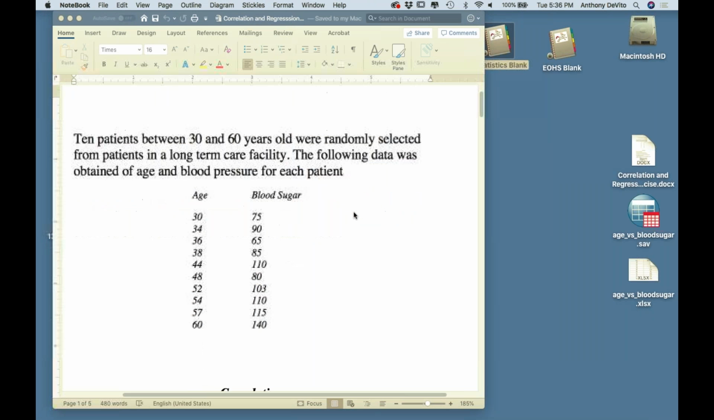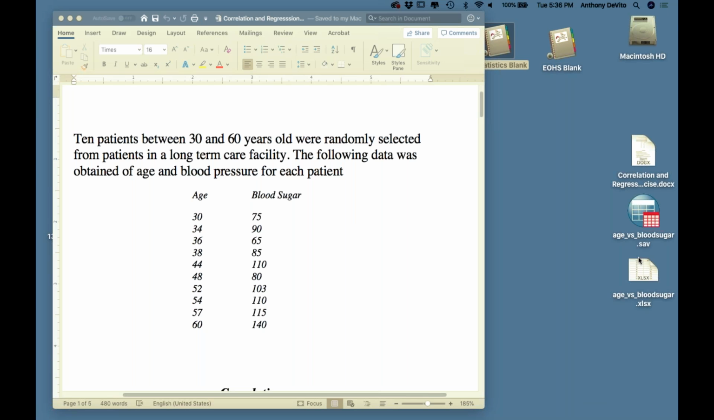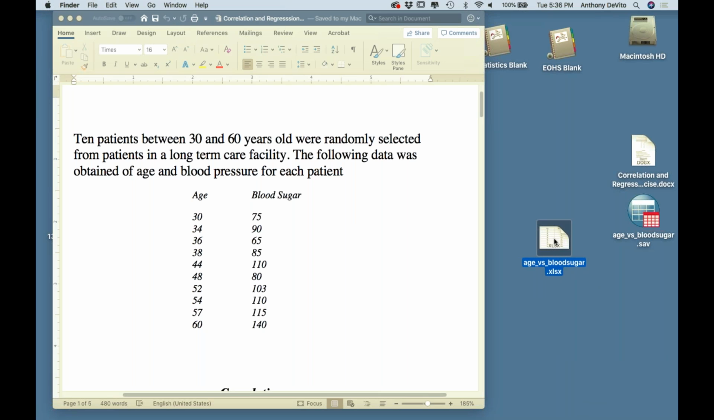So we're going to examine one of those situations. The one we're going to examine is the idea that there's no association between age and blood sugar. We have a random sample of 10 individuals, different ages. We measure their blood sugar. Obviously, this is kind of fake data, right? We measure their blood sugar, and we want to see if there is an association between these two values. If I were to look at the Excel file, this is what it would look like.